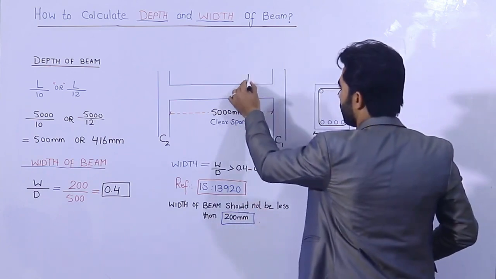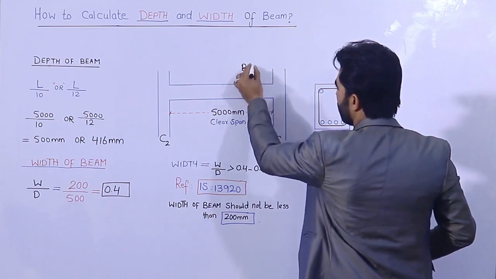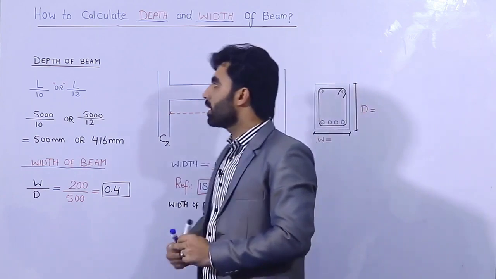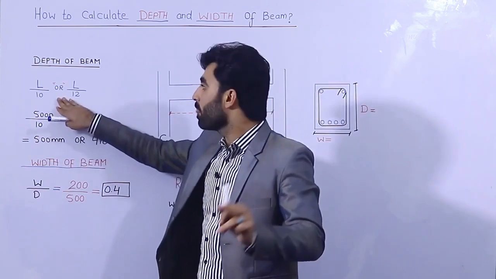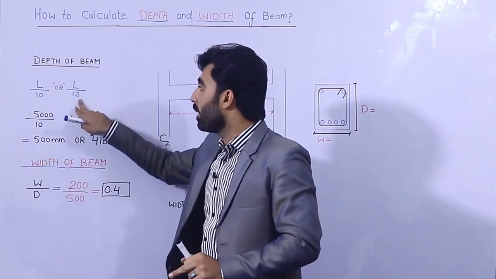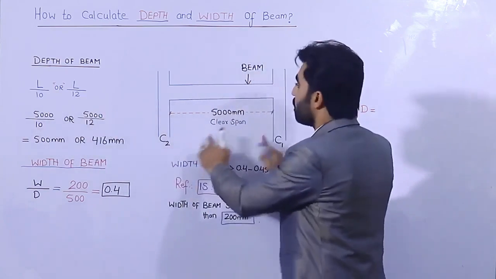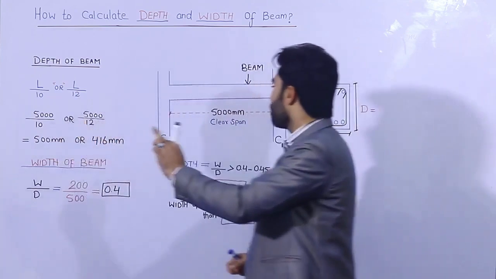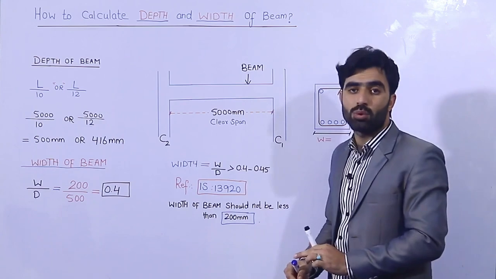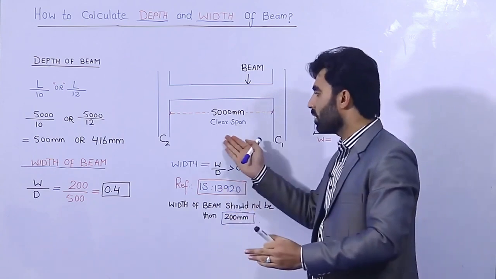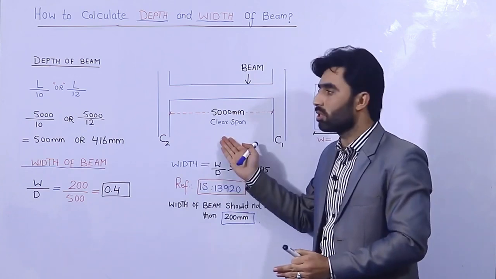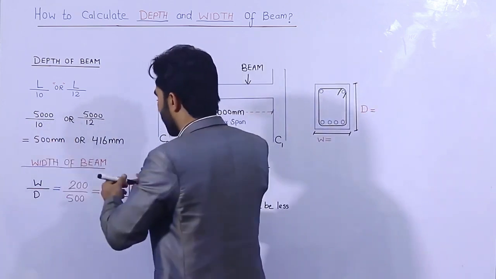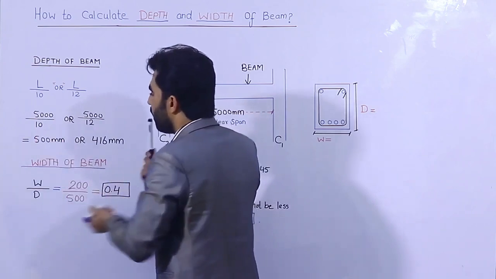As you can see guys, this is the beam, and this is column 1, this is column 2. So we have the formula: depth of the beam by thumb rule is L divided by 10 or L divided by 12, where L is the clear span between two columns. The clear span is, suppose, 5 meter or 5000 mm. It may also be 3000 mm or 2500 or 6000. So L divided by 10, 5000 divided by 10, you will get the depth of the beam, which is 500 mm.